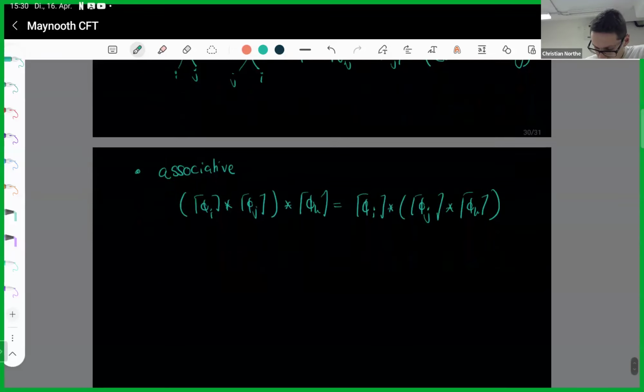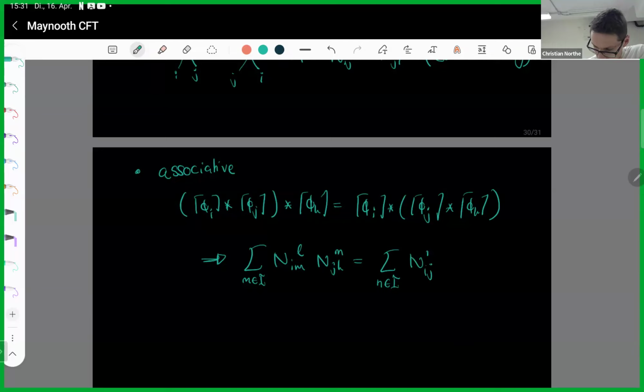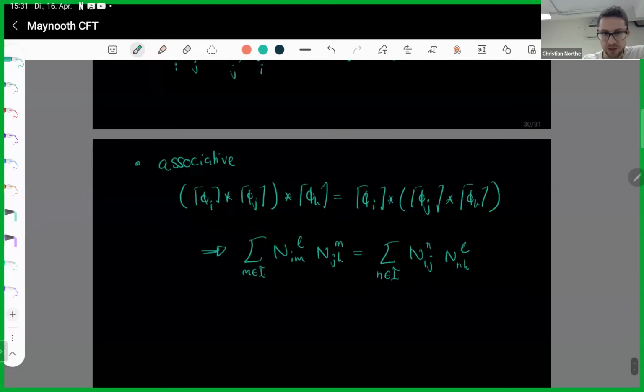If you write this in terms of these fusion coefficients, you get a constraint on the fusion coefficients. The constraint that you find is that N_IM^L N_JK^M equals N_IJ^N N_NK^L. This is just a property. Okay.